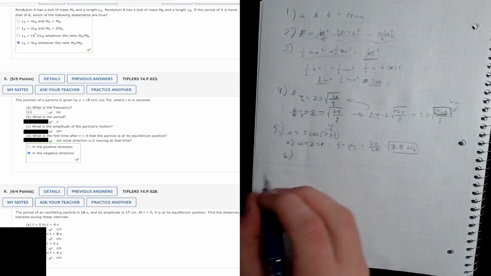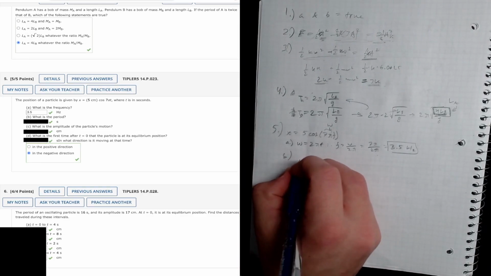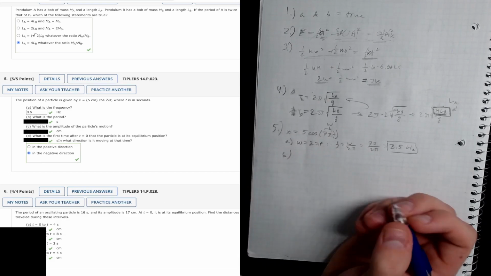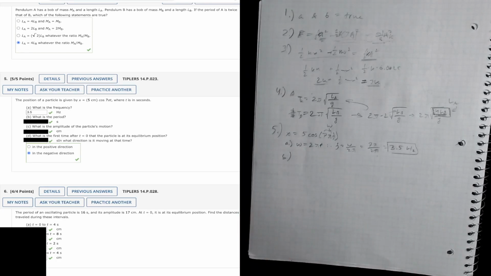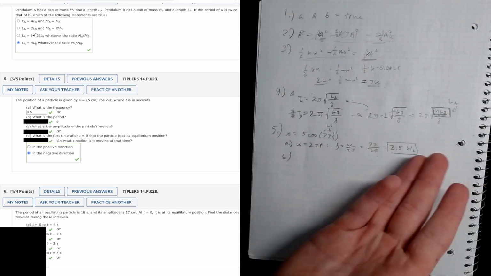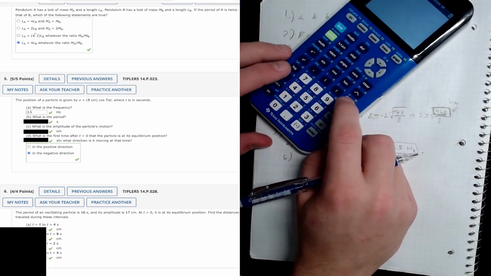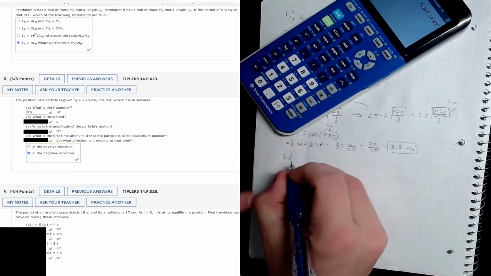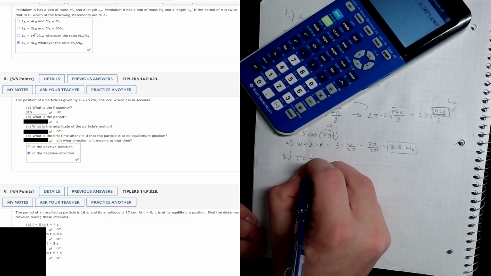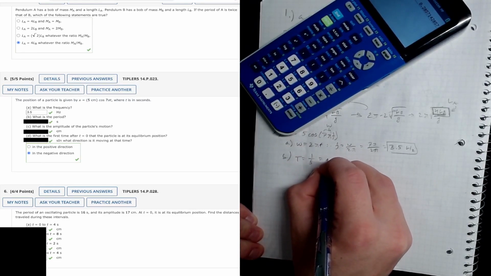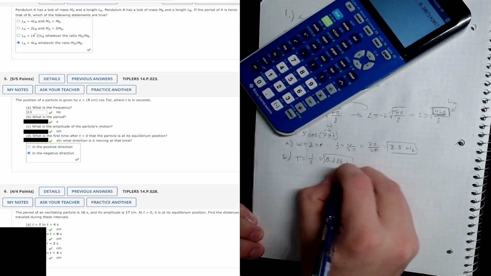Now part B, we have, what is the period? Period is going to be 1 over frequency. You could always just type in 1 divided by the frequency into Webassign, but the actual value is 1 divided by 3.5. I'll just write it out actually. T equals 1 over f equals 0.286, rounding to significant figures, in seconds, just like that.